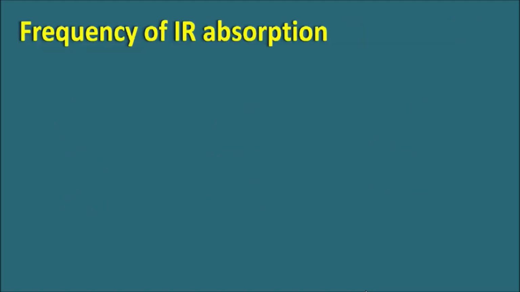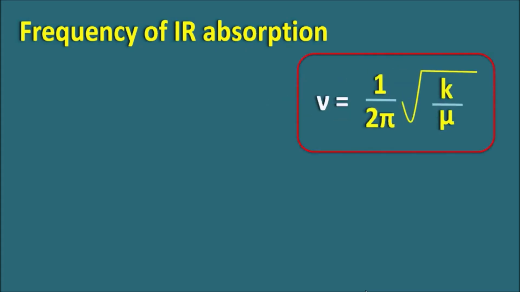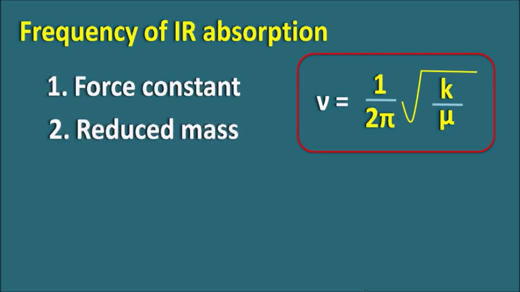Now let us see the frequency of IR absorption. We have already discussed that the frequency of IR absorption is given by Hooke's law, where nu is equal to 1 by 2 pi root of k by mu. Here the frequency of IR absorption depends on two parameters. The first one is the force constant, which is represented by k, and the second one is the reduced mass, which is represented by mu. And what is the relation between the frequency of IR absorption and these two parameters?